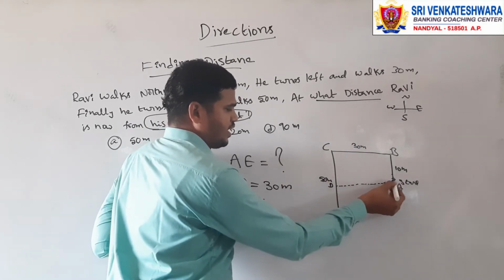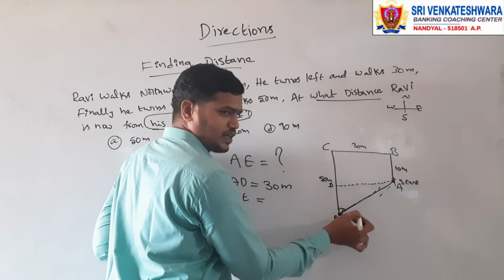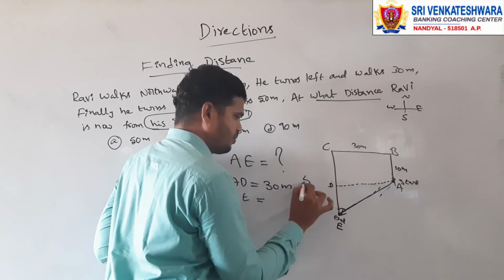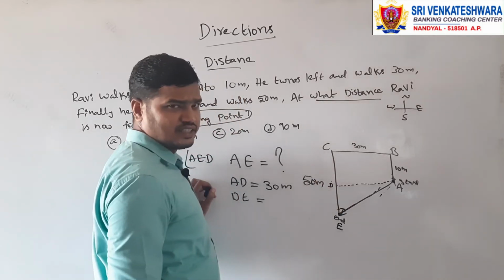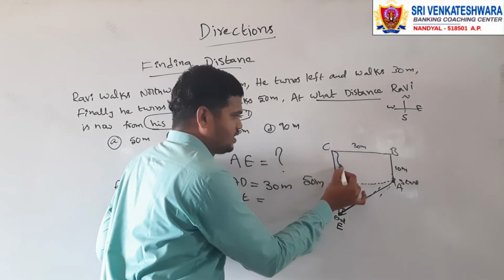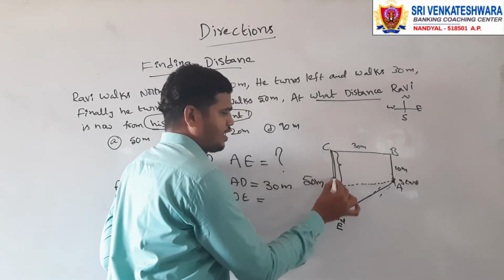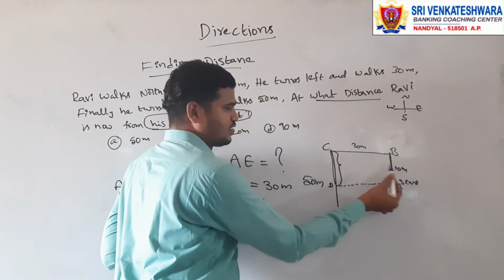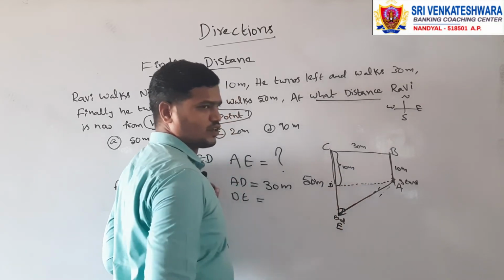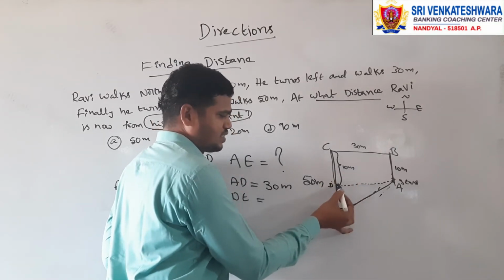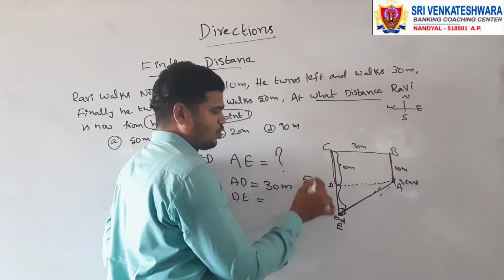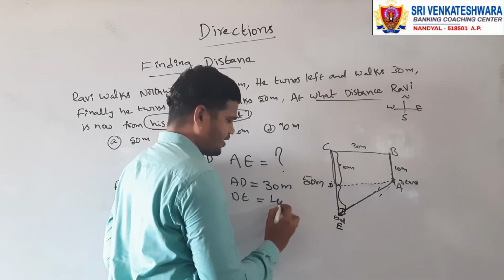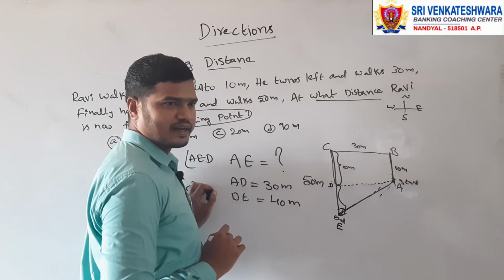See, here AD is equal to 30 meters. What is the value of CD? The total distance is 50 meters. So now what is the distance of CD? CD is parallel to AB. So what is the distance of AB? This is also 10 meters. Whenever it is 10 meters, what is the distance of D and E? Total is 50, this is 10. So 50 minus 10 is equal to 40 meters.